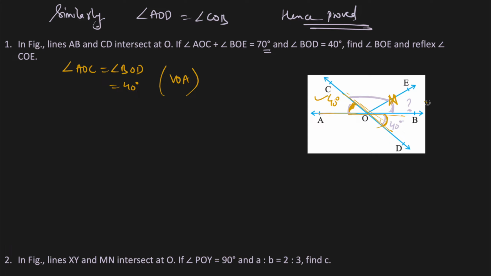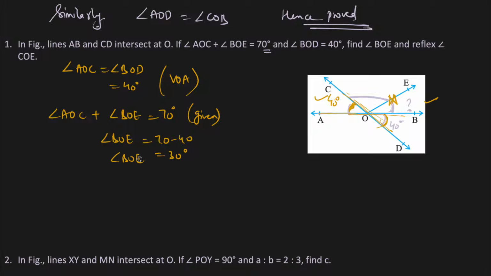Now this plus this is 70, right? It is given to you, AOC plus BOE, 70 degrees. So from here, what will be BOE? 70 minus 40. I got this as 30 degrees. Part 1 done of the question. They ask you to find BOE. We did it, right? Now I have BOE.